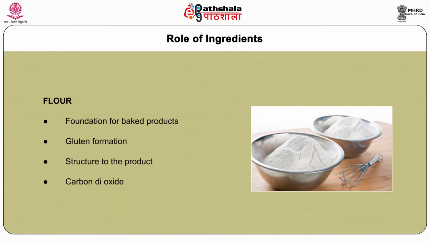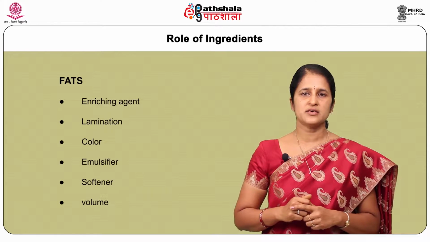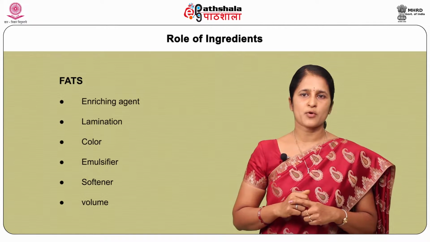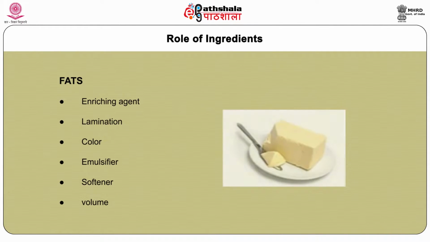This is very important. Fat is one of the key ingredients used in making of bakery products. The role of fat is, it acts as an enriching agent. It is used for the lamination of various dough, especially egg puff pastries, and it gives color to various pastries. It acts as an emulsifying agent. It provides softness to the products, and it gives volume to cakes and sponges.